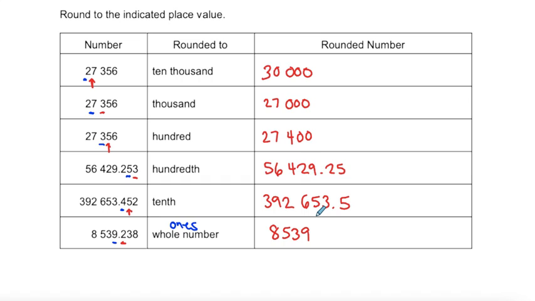And that is how we round the indicated place value when we are looking at either numbers that are whole numbers or to the left of our decimal place, and numbers that are decimal numbers, which are to the right of the decimal place.